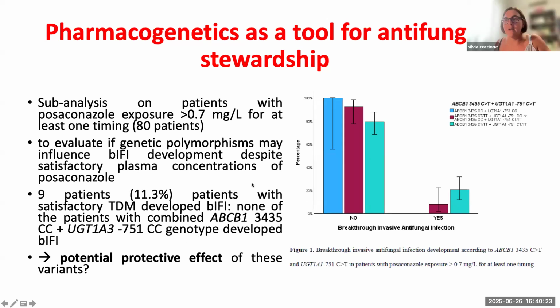So a patient who has a combined genetic profile regarding the ABCB1, which is the gene that translates for the P-glycoprotein, and the UGT, which is another enzyme, the glucuronosyltransferase, those genotypes did not develop a breakthrough invasive fungal disease. So there is a combined genotype that may be potentially protective for breakthrough invasive fungal infection.